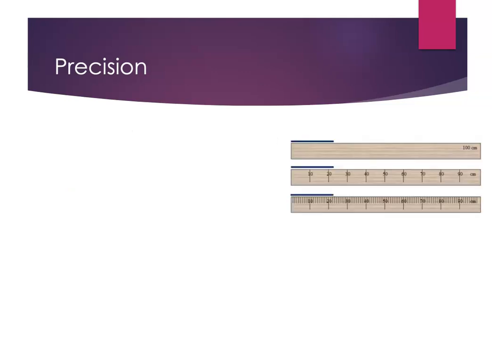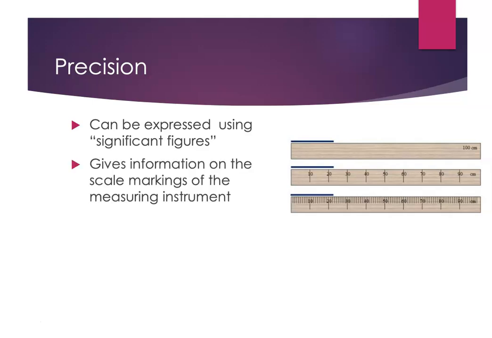So if we have some rulers with different markings, the significant figures reflect the precision of those markings, right? A ruler that's only marked every 100 centimeters is not going to be as precise as a ruler marked every 10 centimeters, which certainly is not going to be as precise as a ruler marked to every centimeter. Okay, and so the sig figs actually tell us the scale markings of the instrument, and we can go back and forth with that, right?